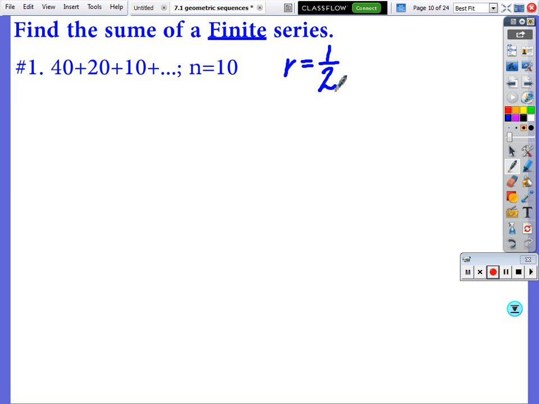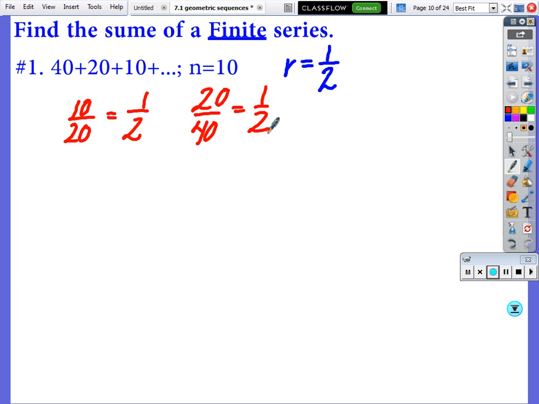Now you guys, a lot of you can't just see that, so let me show you algebraically how to figure that out. Just like with sequences, you can take the term in question and divide it by the term that came before it. So 10 divided by 20 is 1/2. Then you can do 20 divided by 40, which is 1/2. Does everybody see how I could find 1/2 algebraically? Okay, so we know our ratio is 1/2. So let's go through and find 10 terms worth of stuff and then add it up.